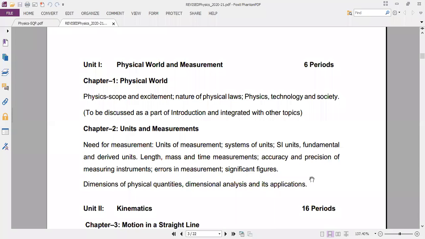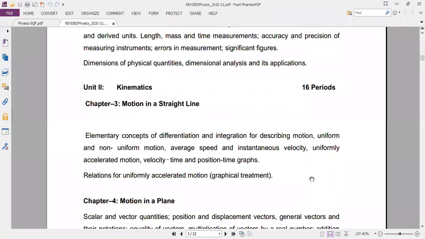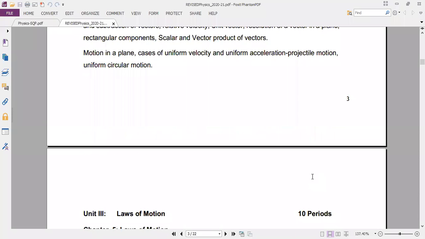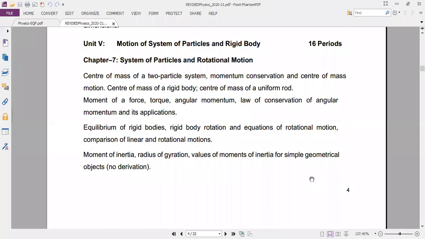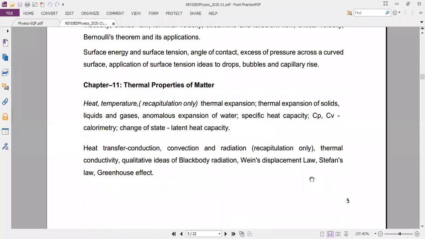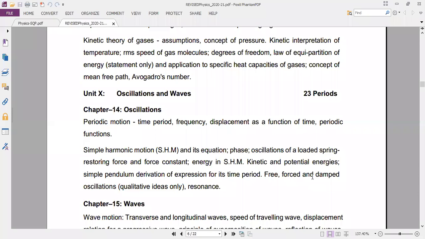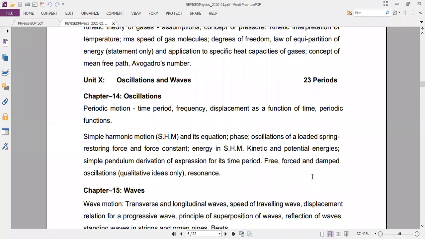Physical world, just know the knowledge enough. Units and measurement, kinematics, laws of motion, work energy power, gravitation, thermodynamics, behavior of gases, oscillations. So oscillation also completed. In the afternoon class we will discuss the book exercise questions.